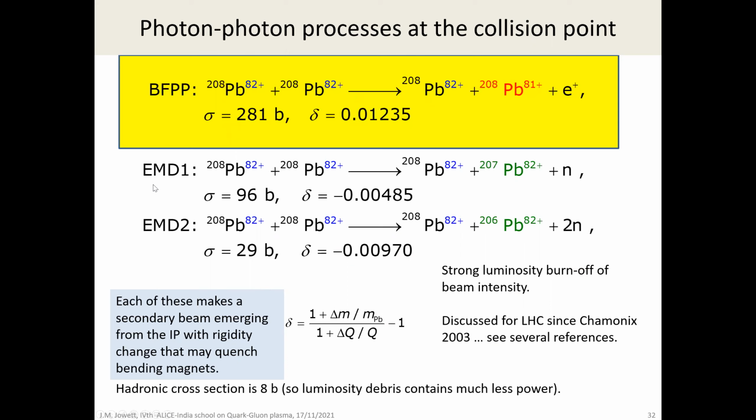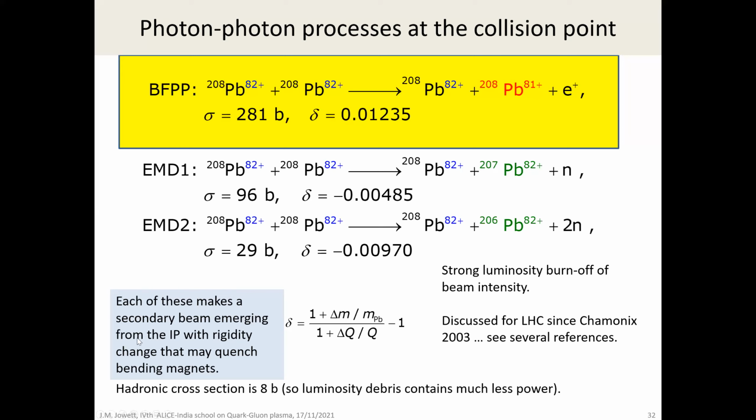Other processes that are important are electromagnetic dissociation. These are photonuclear processes where one neutron is emitted from the nucleus, and therefore it changes its mass but not its charge, or even two neutrons. What's interesting is that these processes have enormous cross-sections, such as 281 barns at the LHC, or 96 or 29 barns. So these are actually much larger than the inelastic hadronic cross-section, the 8 barns that accounts for most of the events that ALICE or the other experiments look at.